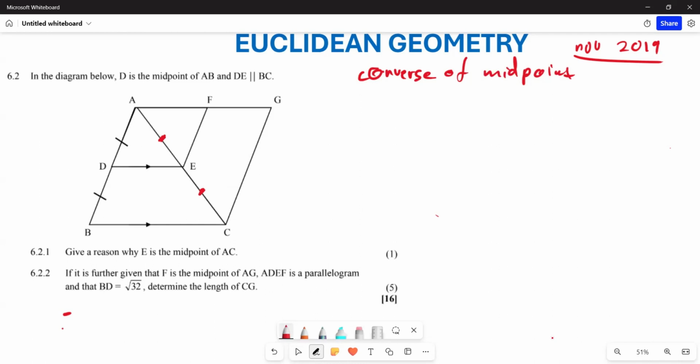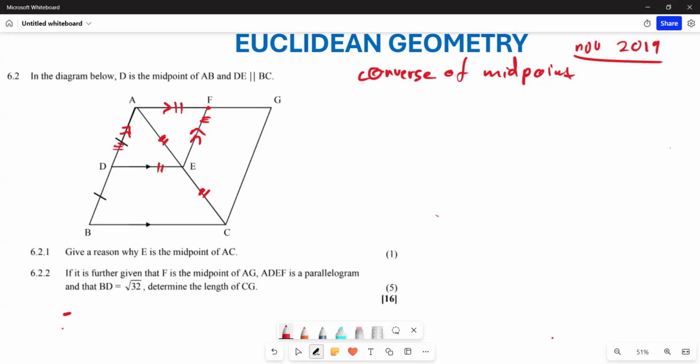Now they say, if it is further given that F is the midpoint of AG, and ADEF is a parallelogram. What do we mean when they say parallelogram? Which means this side is going to be parallel to this side, and this side is going to be parallel to this side. This side is going to be equal to this side, right? And these sides are going to be equal to each other, and these sides are also going to be equal to each other. Basically, that's what our parallelogram means.